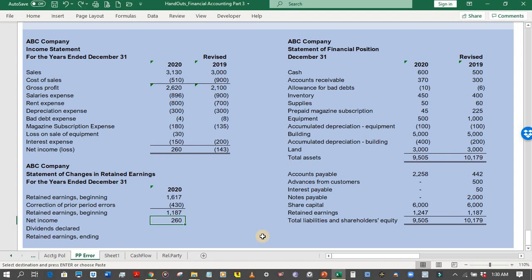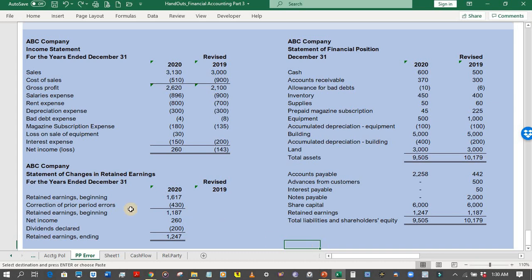And before we arrive at the retained earnings ending, let us deduct the dividends declared, and our retained earnings at the end is 1,247 pesos. And again, this is the adjusted retained earnings in our table of analysis. Now let us proceed to the revised 2019 statement of changes in retained earnings.